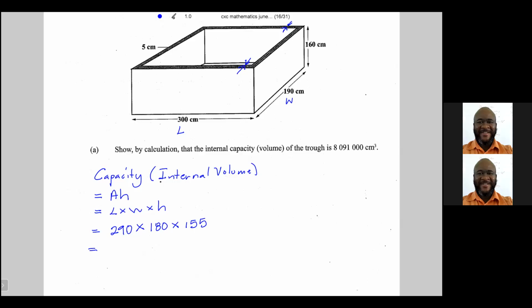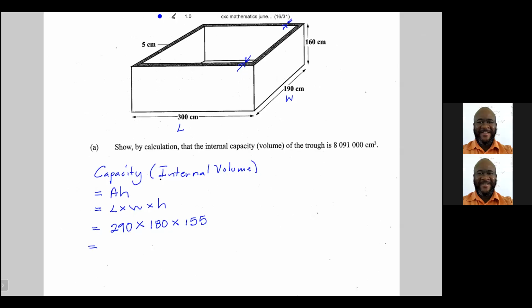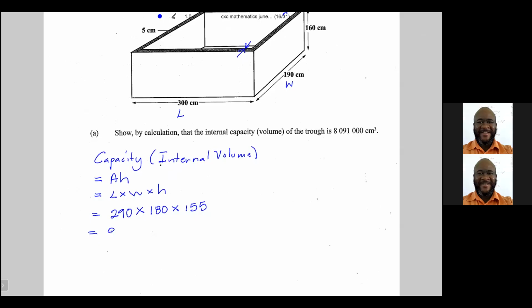So let's multiply this, and if we're correct, we should end up with 8,091,000. So 290 times 180 times 155, and we are correct, 8,091,000, and this is centimeters cubed.